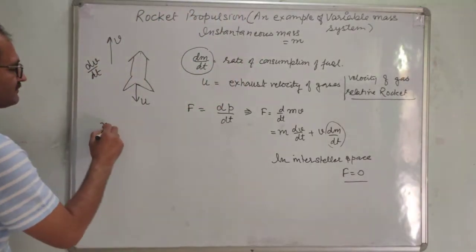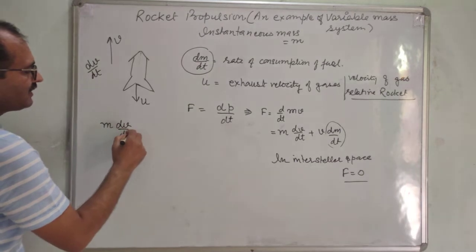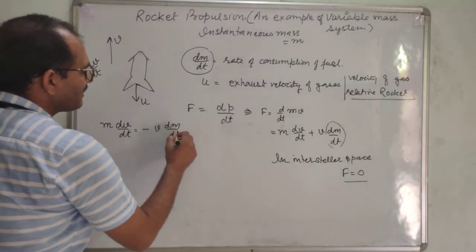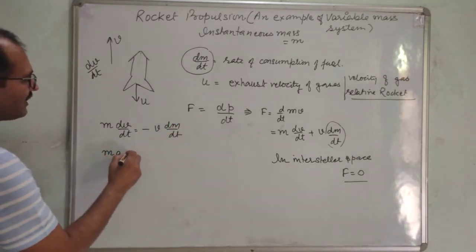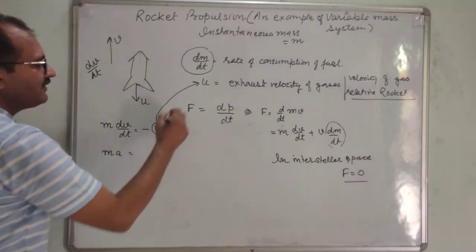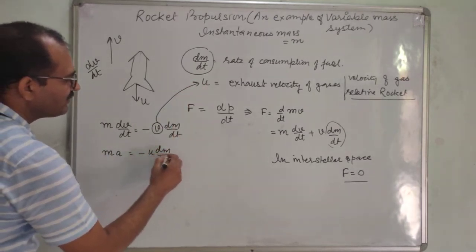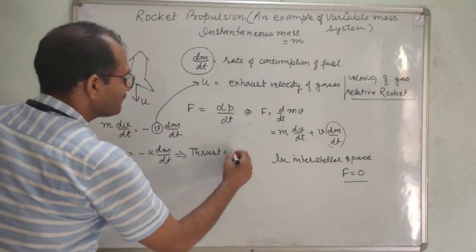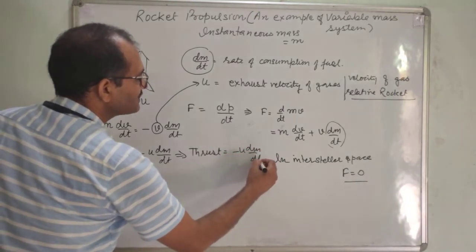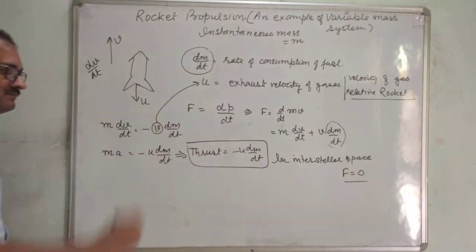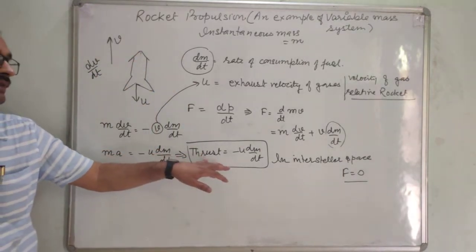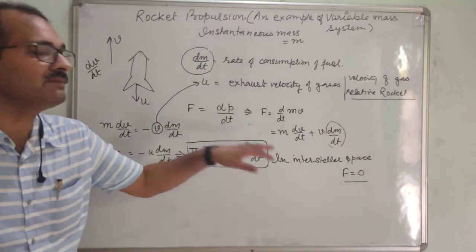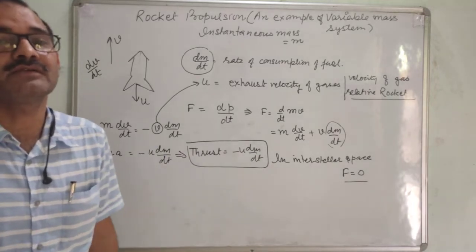Therefore, m dv upon dt is equal to minus v dm upon dt. Again writing ma is equal to this, where v I replace by u, minus u dm upon dt. This implies that the thrust on the rocket is equal to minus u dm upon dt. This is one of the equations we will use. What is the thrust acting on the rocket at any instant? The thrust on the rocket at any instant is minus u dm upon dt. This is the force acting on the rocket.